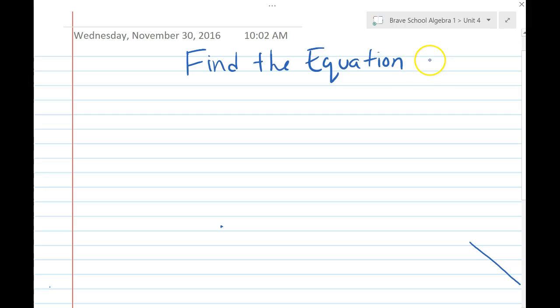Hey Algebra 1, what I want you guys to do is to take these notes in your notebook. So we're going to title this: Find the equation from 2 points. And you're going to want to put this on the next page in your notes.